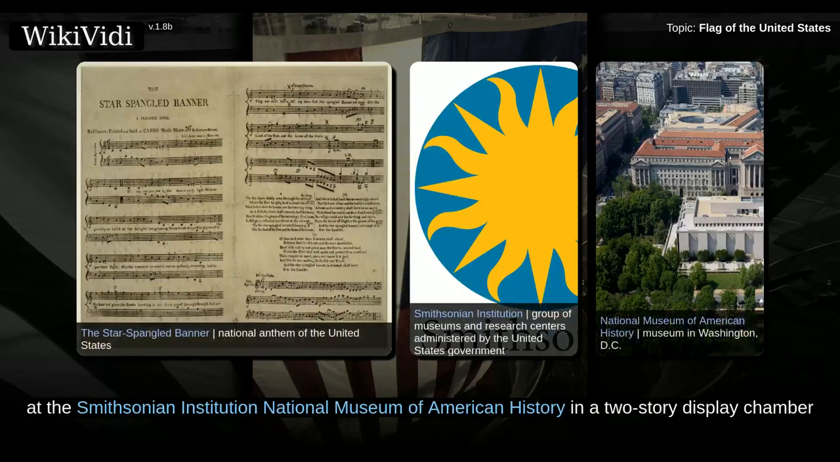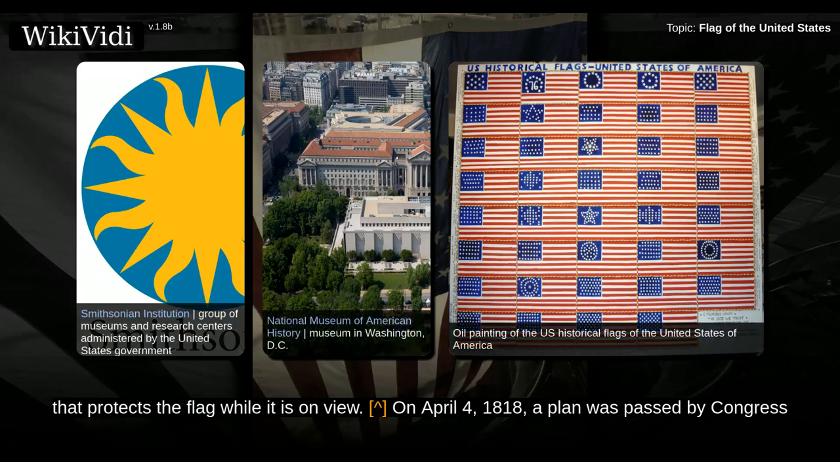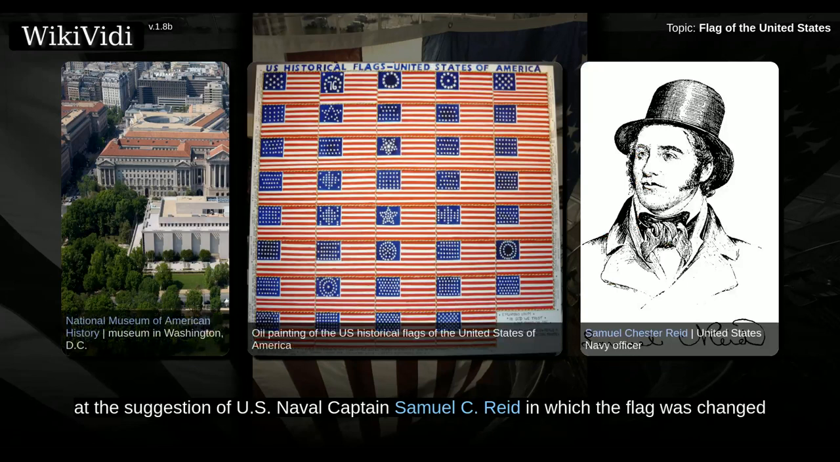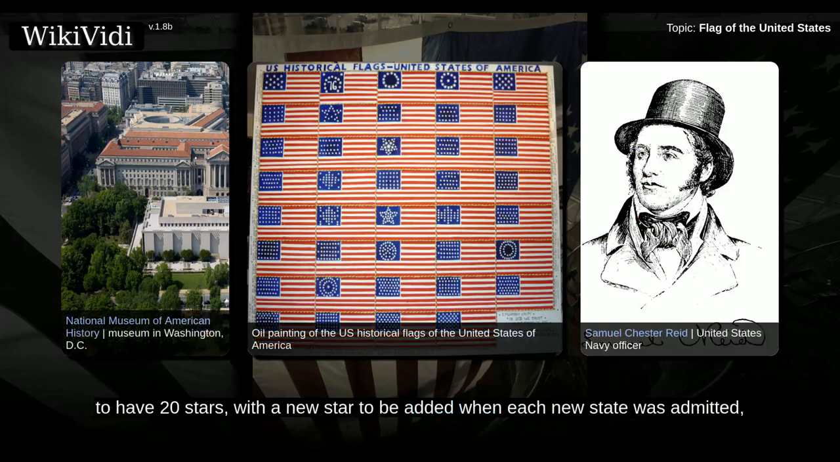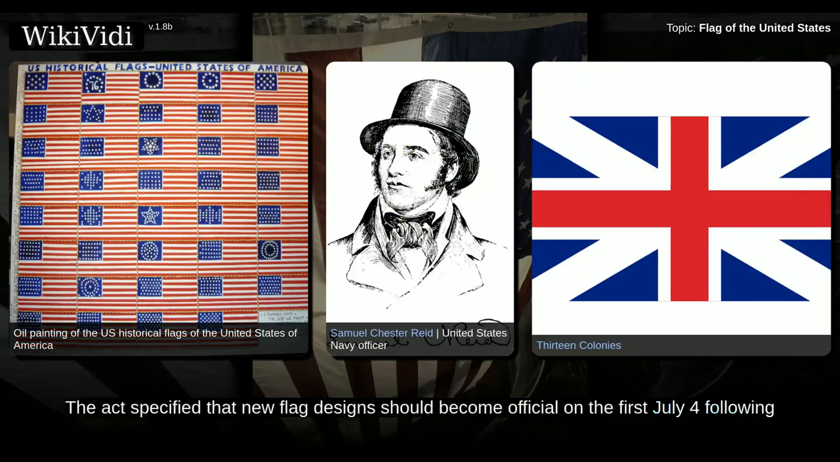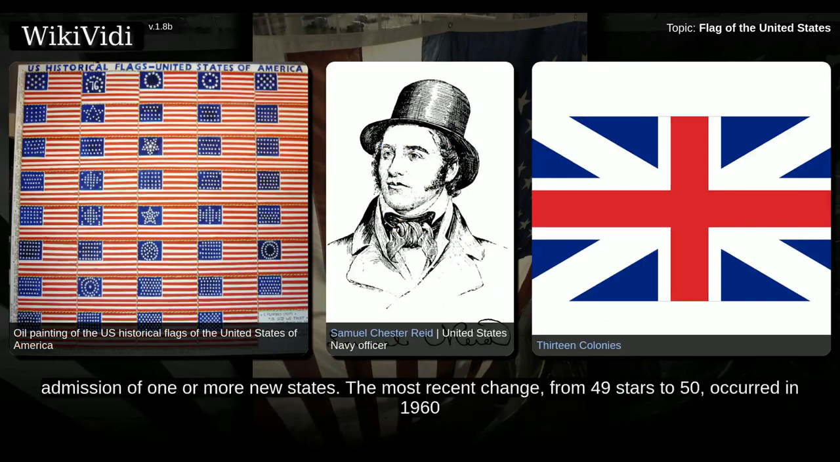At the Smithsonian Institution National Museum of American History in a two-story display chamber that protects the flag while it is on view. On April 4, 1818, a plan was passed by Congress at the suggestion of U.S. Naval Captain Samuel C. Reed, in which the flag was changed to have 20 stars, with a new star to be added when each new state was admitted. But the number of stripes would be reduced to 13 so as to honor the original colonies. The act specified that new flag designs should become official on the 1st July 4th following admission of one or more new states.